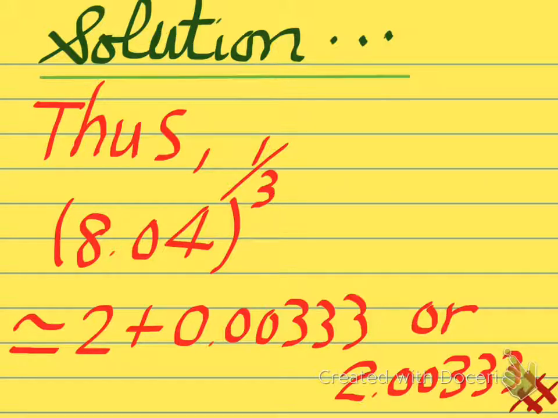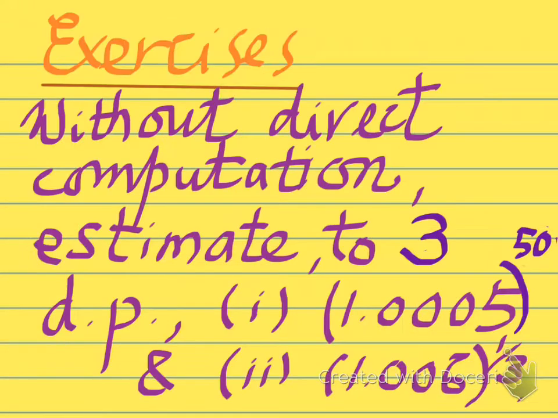Guys, now next is the hands-on time, or exercise time. Without direct computation, estimate to 3 decimal places: part 1, 1.0005 raised to power 50, and part 2, 1.006 raised to power 1/3. And no worry, guys, the answer will be given in the next slide.